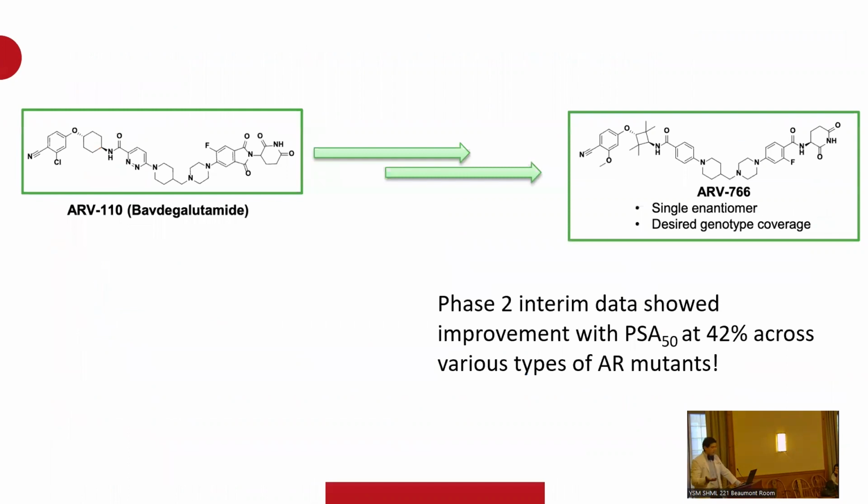And so that said, Arvinas was quick to develop another drug that has a wider genotypic coverage. It's called ARV-766. Still the same E3 ligand, but they modified the androgen receptor ligand to have it cover more genotypes. And this past July, they released data on this drug saying that the PSA 50 was observed in 42% of the patients with various types of AR mutants.